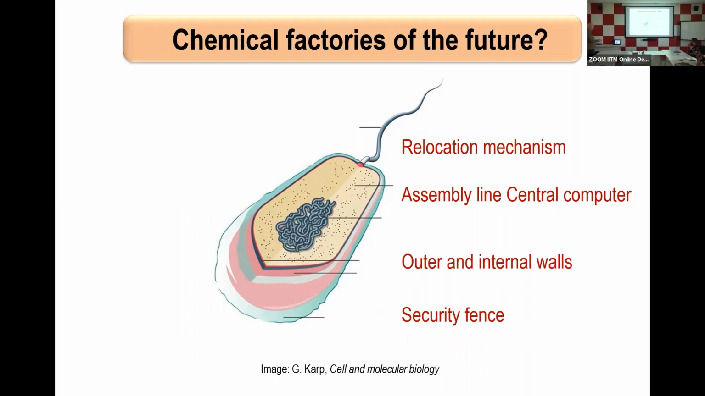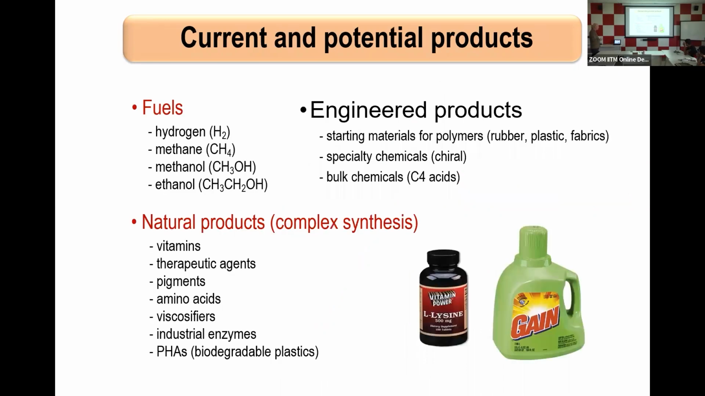You have outer and internal walls to protect the factory, and even you have a security fence that covers the whole. You can make some kind of equivalence between what you have now. Bacteria, you have microbes. So please consider bacteria and microbes as small, miniaturized factories.